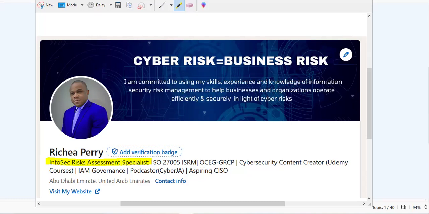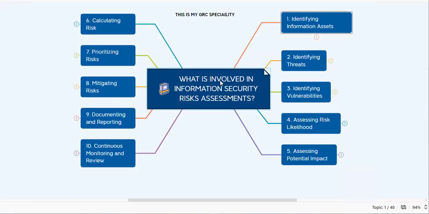And you might be asking yourself, if I should venture into this avenue, what is actually involved when it comes down to information security risk assessment? So as you will see then, what is involved in information security risk assessments? So information security risk assessments are critical processes for identifying, analyzing, and mitigating risk on organizations' information assets.